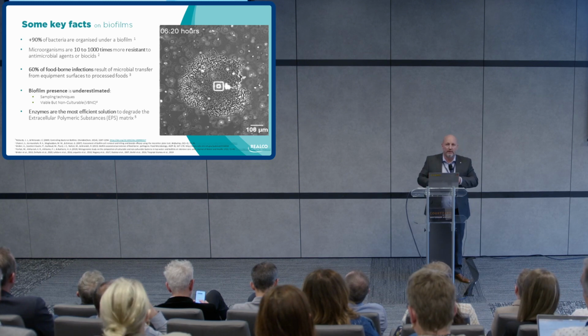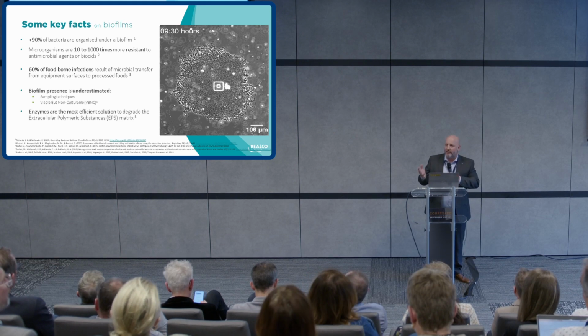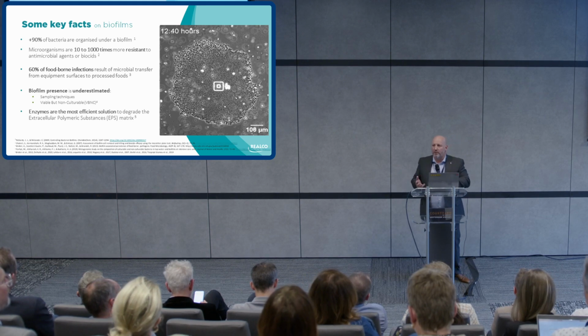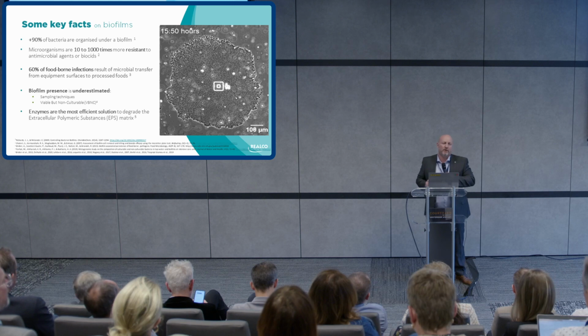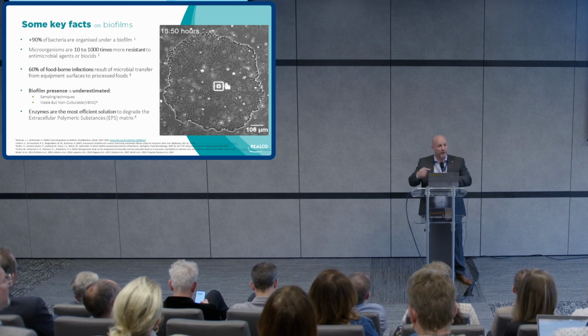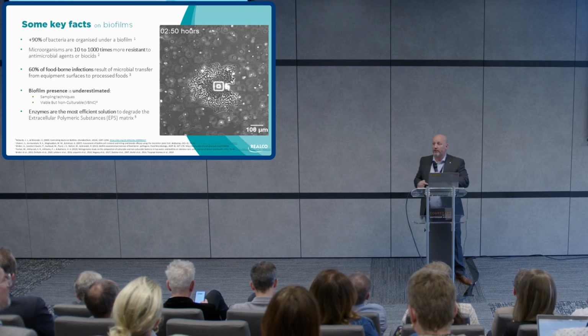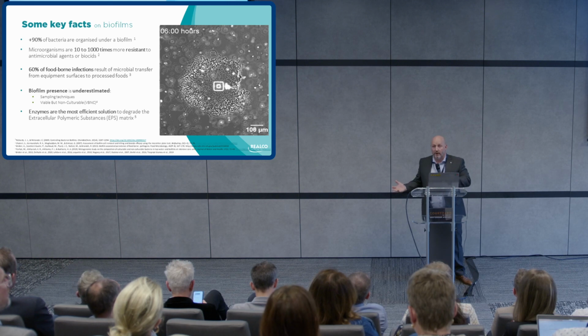If you apply, for example, 200 ppm of active chlorine or 500 ppm of peracetic acid, if there is a biofilm, you will not kill those microorganisms that are under the protective layer. So that's not enough.